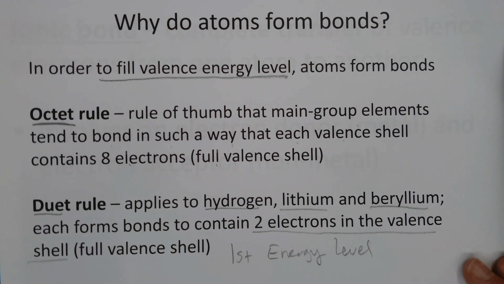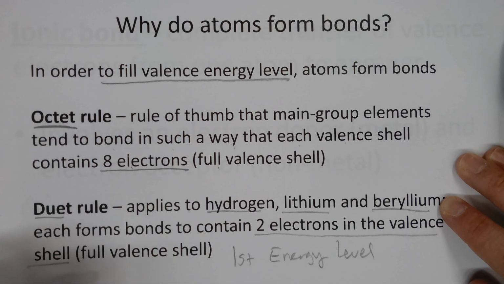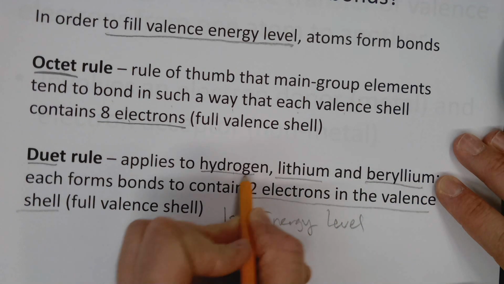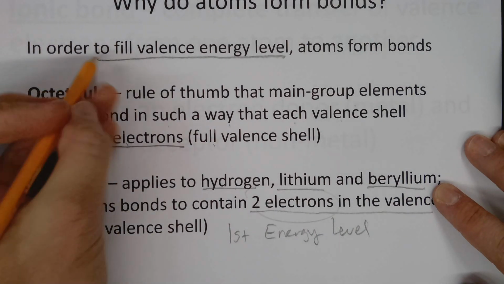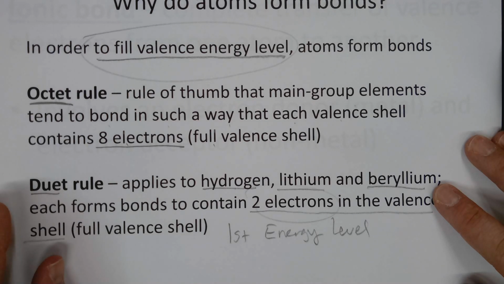which only holds 2 electrons. So most of the elements we're going to be talking about are trying to get 8 electrons in their valence shells, with the exception of these 3, which are trying to get 2. But either way, they're trying to get a full valence energy level.